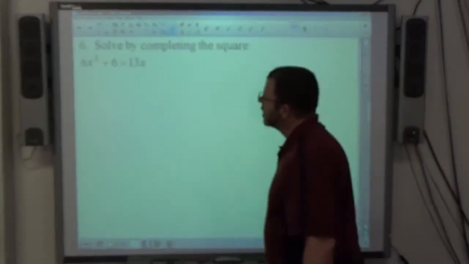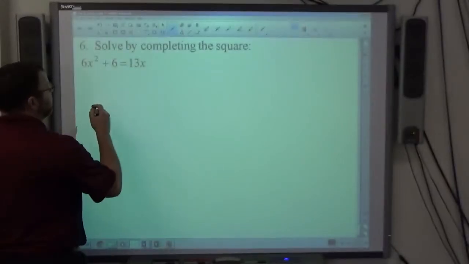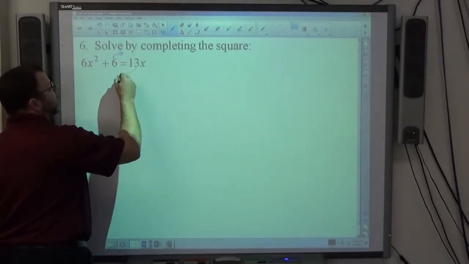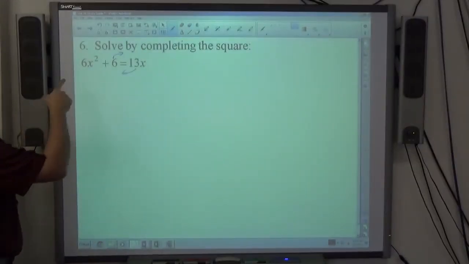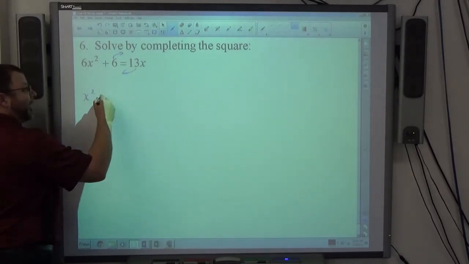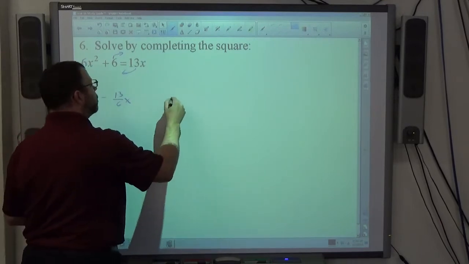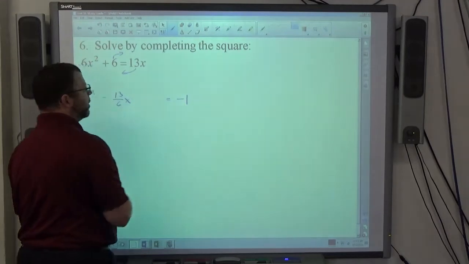Examples 6 and 7 are both solved by completing the squares. And the first technique, the first thing we want to do is we want 1x squared. We want my x's on the same side. I want my constants on the other. So I'm going to move the 6 over there. I'm going to move the 13x over here. And I'm going to divide everything by 6 to make that happen. So divide by 6, I'm going to get 1x squared. Divide by 6 and move, I'm going to get negative 13 over 6x. Leaving a gap, equals, and then 6 moves over as a negative 6. Divided by 6 is negative 1.